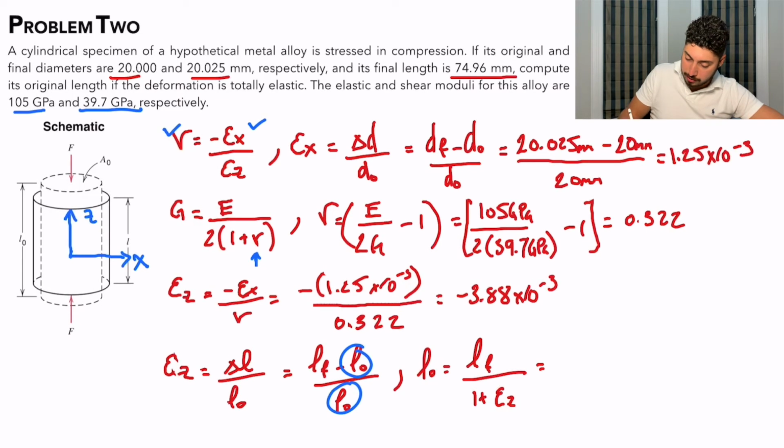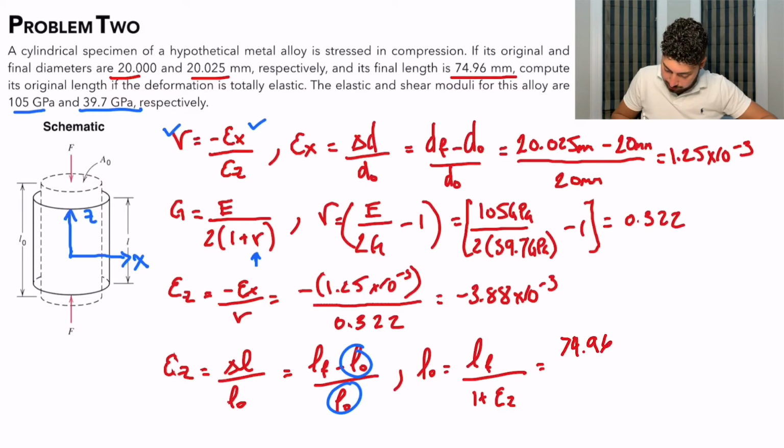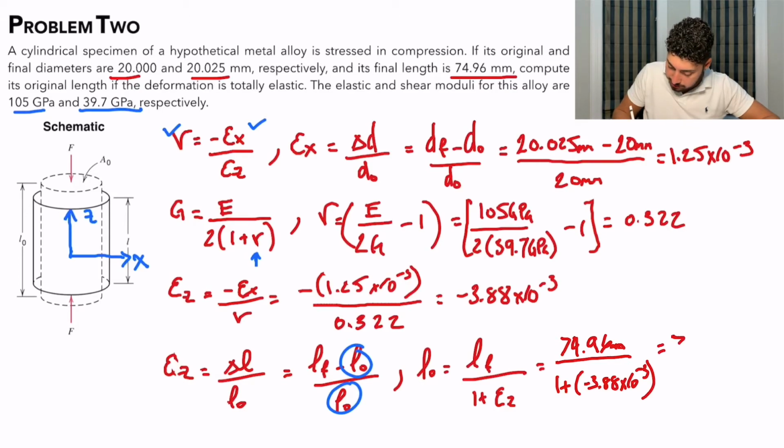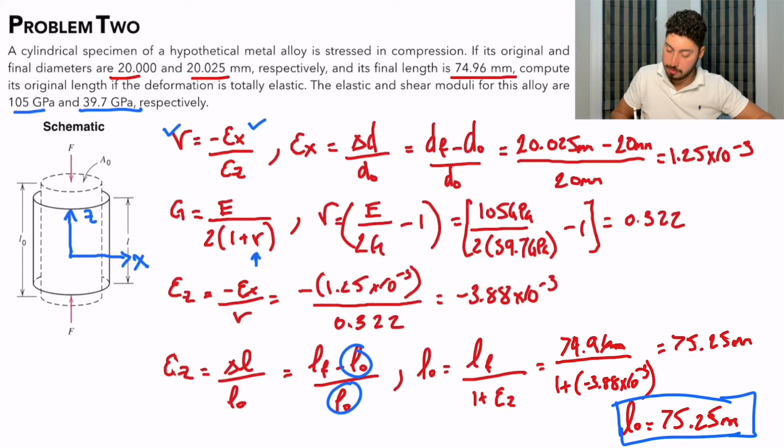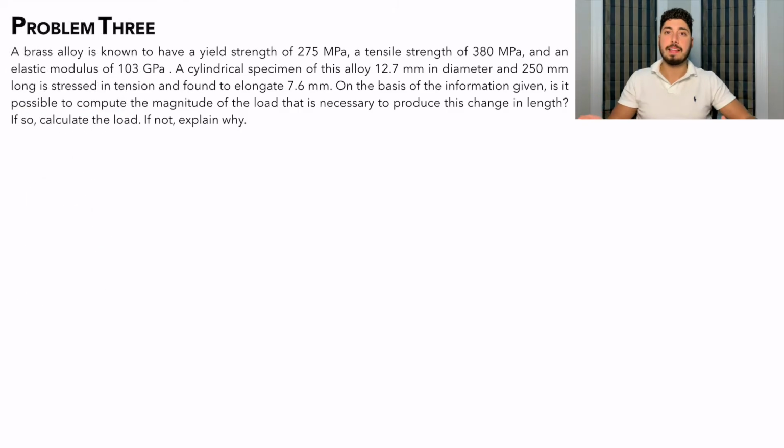And now we can simply substitute our values. So our final length, as defined in the problem, is 74.96 millimeters divided by 1 plus a negative 3.88 times 10 to the minus 3. And that's going to yield us a value of 75.25 millimeters. So finally, we can say that our initial length is equal to 75.25 millimeters. And that's going to be our solution to problem 2. Let's move on to problem 3.